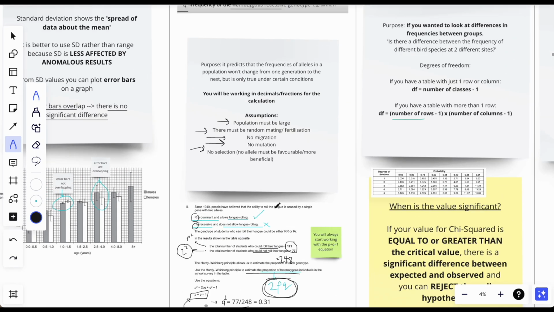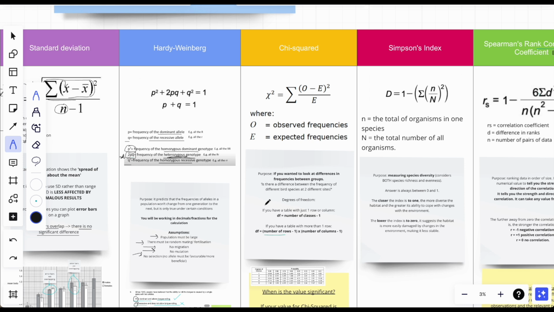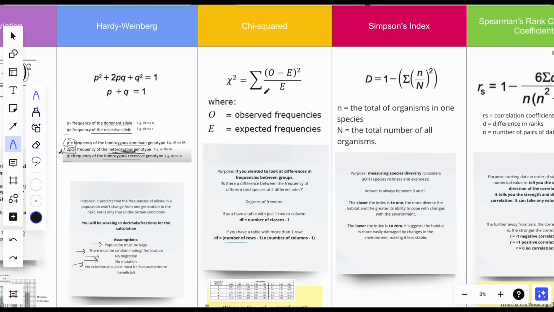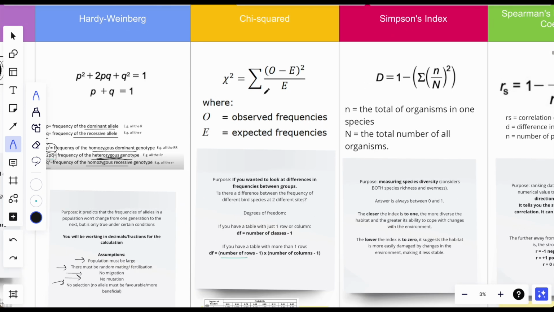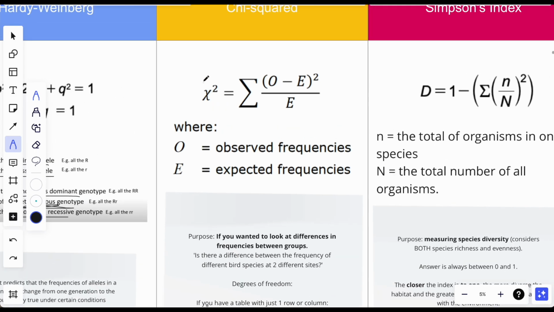So that was Hardy-Weinberg. Then we have chi-squared. Chi-squared, again, is to do with observed and expected frequencies. Again, we're talking about frequencies here. So here, this x squared thing is just chi-squared. Again, we have the appearance of the symbol, which is just the sum of, okay? We have observed minus expected.